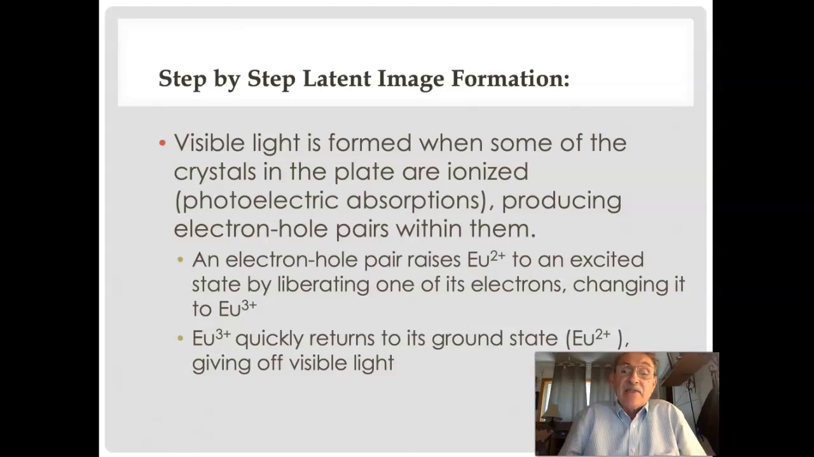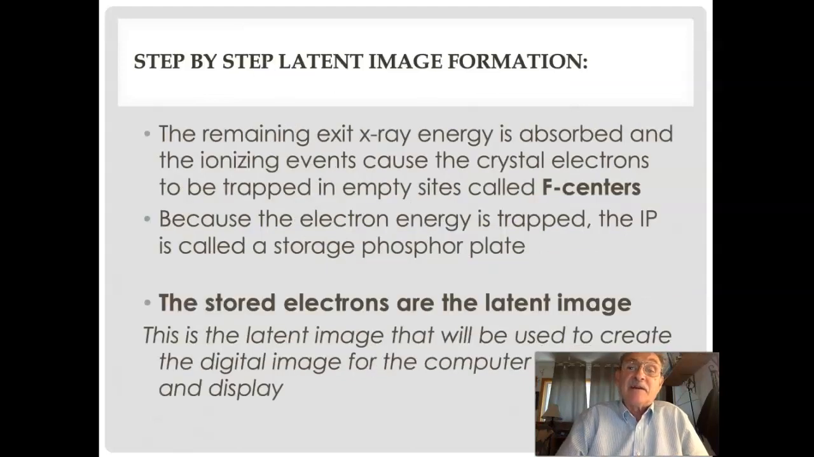Okay, and that visible light then, I won't say wasted, but it's no longer a factor. However, the remaining X-ray energy is absorbed, and the ionizing event causes the crystal electrons to be trapped in the empty sites, and those are called the F centers. I don't know what F in this case refers to, but the book refers to it as an F center.